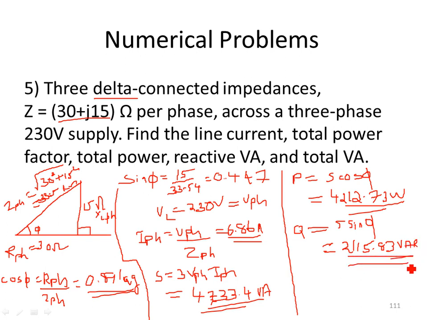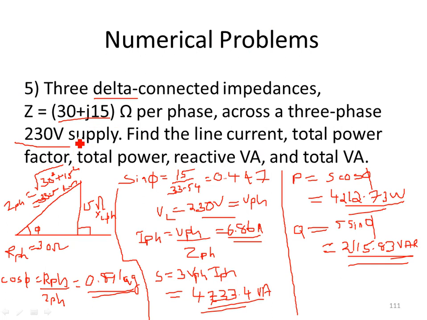So these three are asked. Now see, coming back to the question again: a delta connected impedance of 30 plus j 15 ohm per phase is connected across a 230 volt supply. That means generally, unless specified, that 230 volt should be taken as line voltage. So line voltage is given as 230 volt.